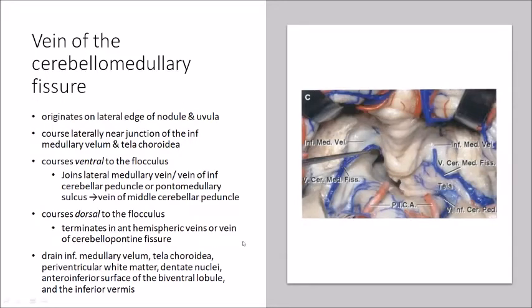The veins of the cerebellomedullary fissure drain the inferior medullary velum, tela choroidea, periventricular white matter, dentate nuclei, anteroinferior surface of the biventral lobule, and the inferior vermis. Here we can see the veins of the cerebellomedullary fissure traveling between the inferior medullary velum and the tela choroidea and traveling laterally.